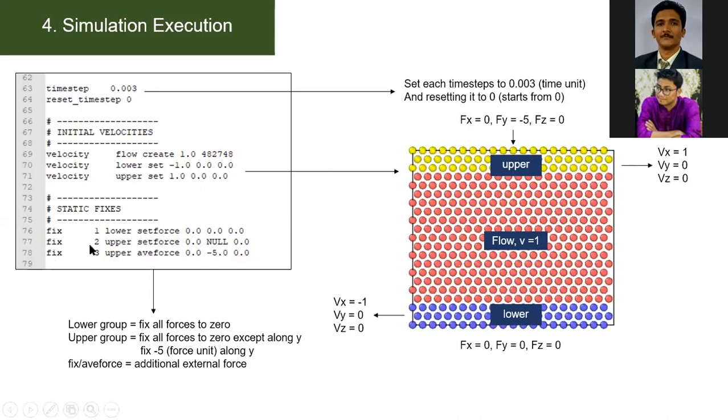So that is what we did here: we named fix 2, the upper set force 0, null 0. And then fix 3, that is upper average force, AV force 0, -5, 0. So -5 means, you know, from top to bottom. So the upper layer will have a force of -5.